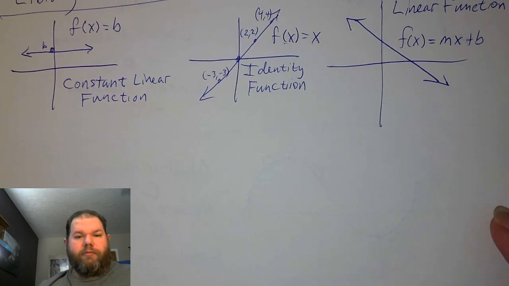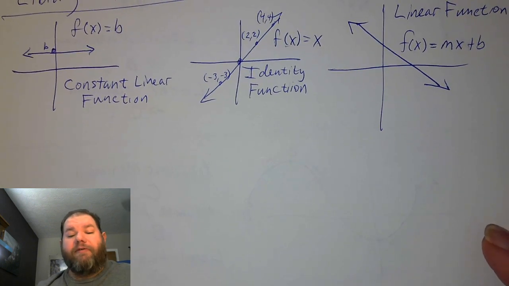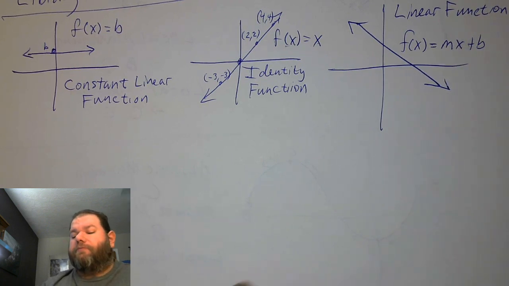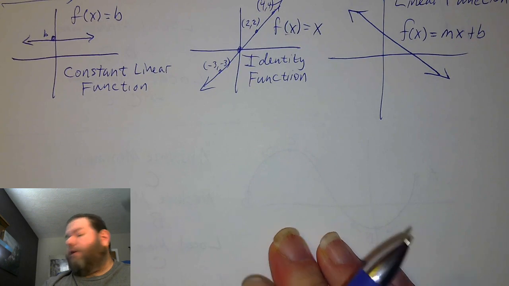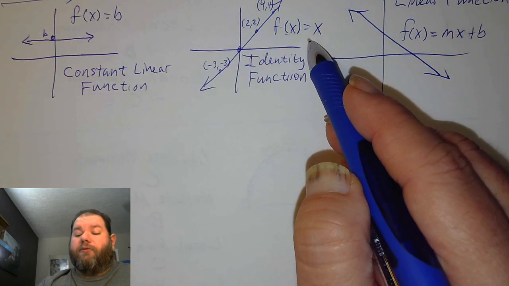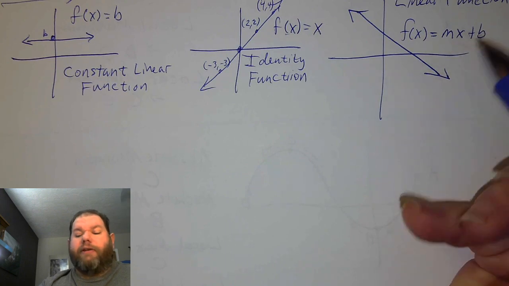Each of these are part of our polynomials. We have a linear function because it's just m times x plus b. In this case, m is 0. In this case, b is 0. And m is 1. And this is a more general case right here.